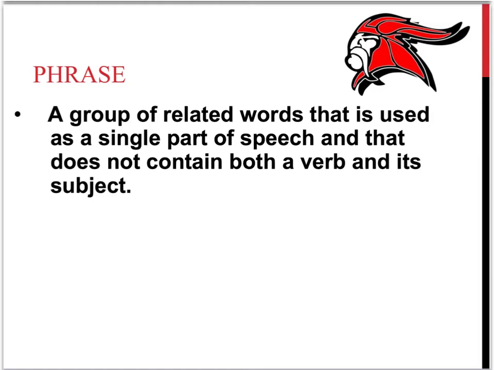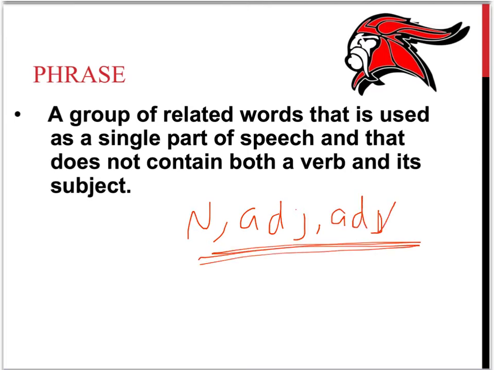First, let's identify what a phrase is. A phrase is a group of related words that is used as a single part of speech. If you remember parts of speech and how those connect, remember parts of speech are nouns, adjectives, and adverbs. They can be other things as well, but we're specifically discussing these. So again, a phrase is a group of related words that is used as a single part of speech, and that does not contain both a verb and its subject.